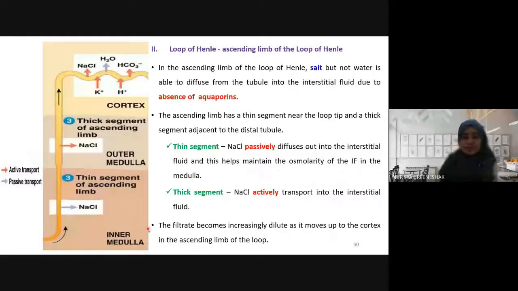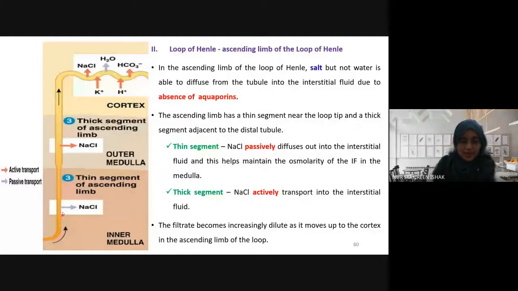So dah sampai ke elbow, so dia naik balik dekat ascending limb of loop of Henle. Ascending, as you can see, for the ascending limb of loop of Henle, dia ada dua region. It has two region. So it has the thin segment of ascending limb of loop of Henle and the thick segment of the ascending limb of loop of Henle. Kat sini awak kena take note kenapa dia ada dua region yang berbeza, sebab dia berlaku dua proses yang berbeza kat sini.